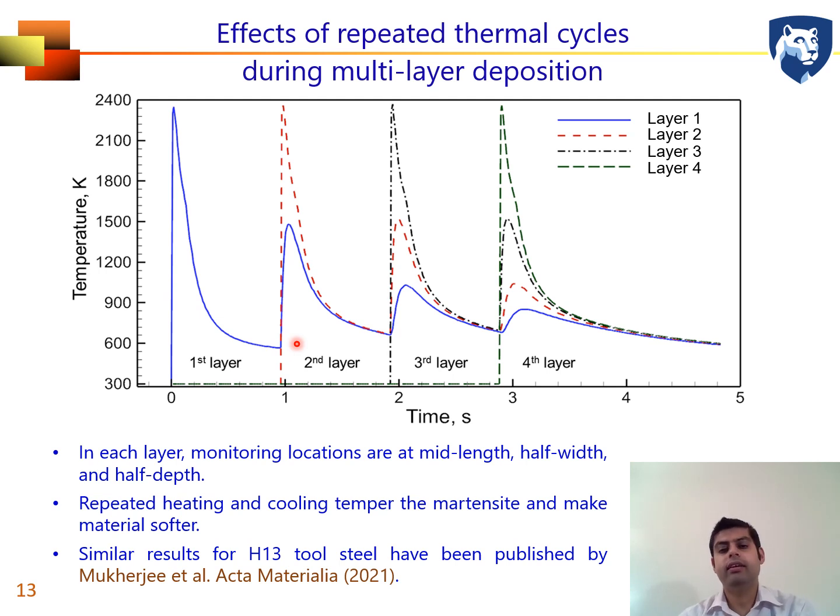Since grade 91 steel is a martensitic steel, during the deposition of multiple layers, the reheating and cooling partially tempers the martensite and forms tempered martensite. The amount of martensite and the amount of tempered martensite essentially control the hardness of the component. We published similar results for H13 tool steel earlier this year in Acta Materialia, and we are doing the same thing for grade 91 steel.